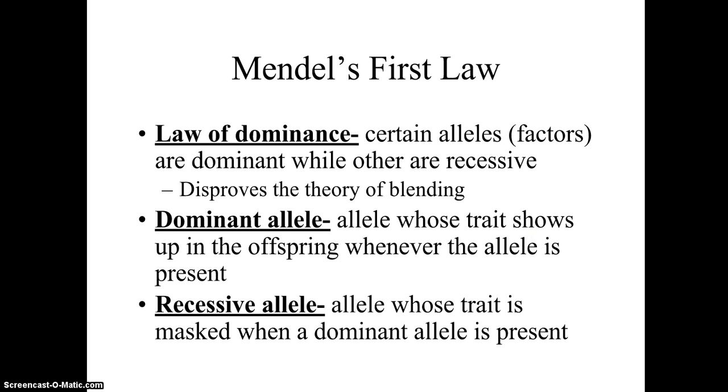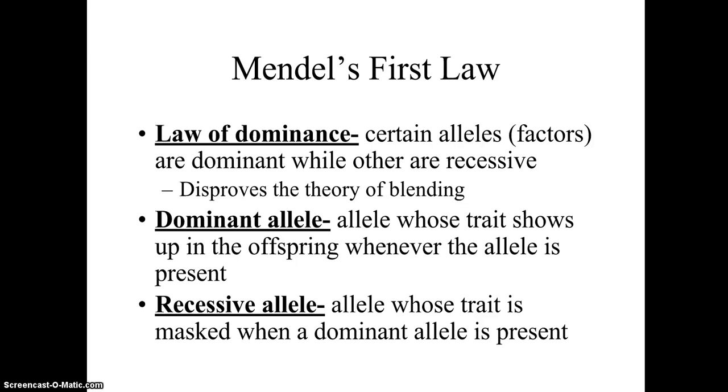And here's a couple definitions that you need. A dominant allele is an allele whose trait shows up in the offspring whenever that allele is present, and we represent that with a capital letter. A recessive allele is an allele whose trait is masked or covered up when a dominant allele is present. So for a trait, you always get two alleles. You get one from mom and one from dad. If you get two dominant alleles, a dominant from mom and a dominant from dad, like big T, then you'll have the dominant characteristic. In pea plants, that's tall.